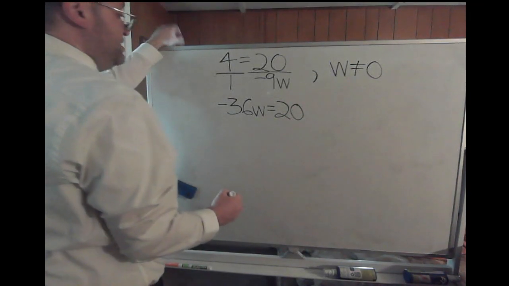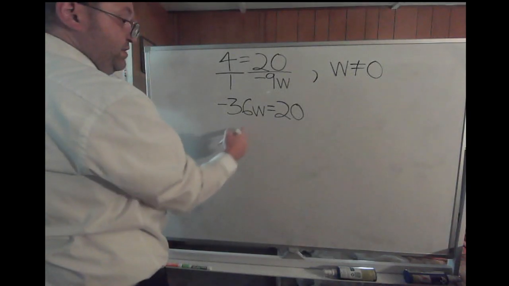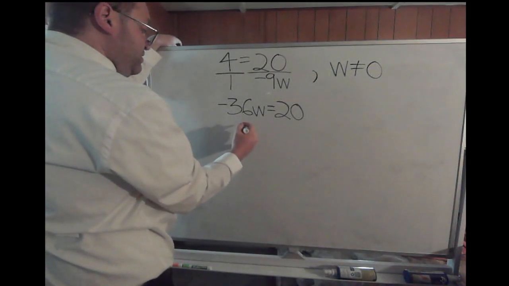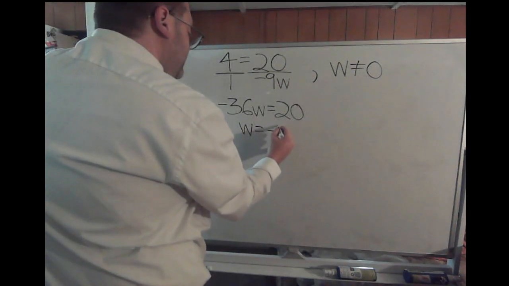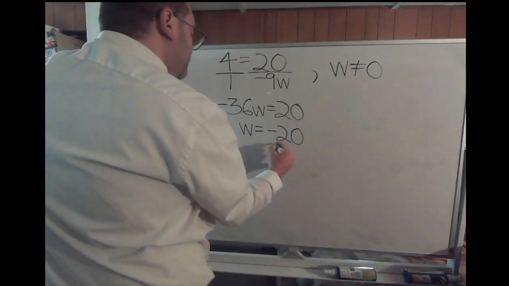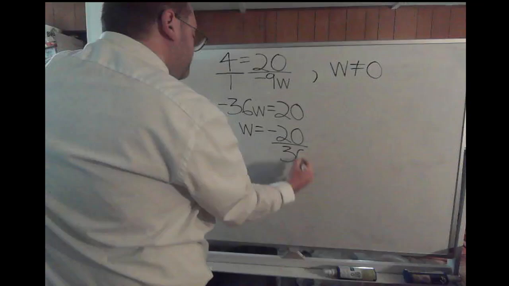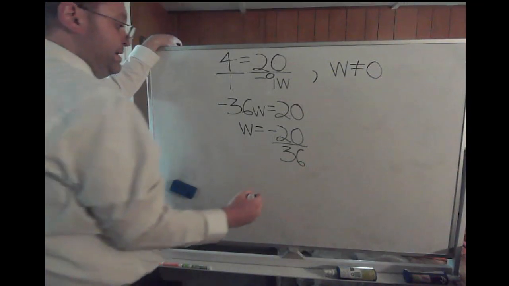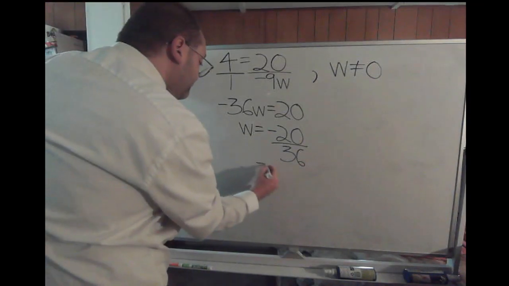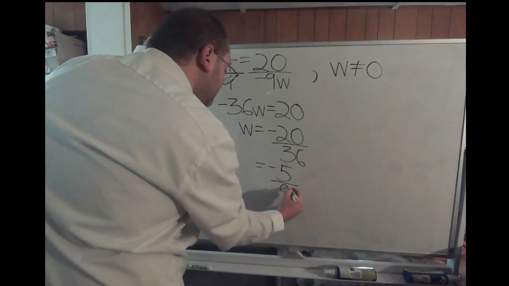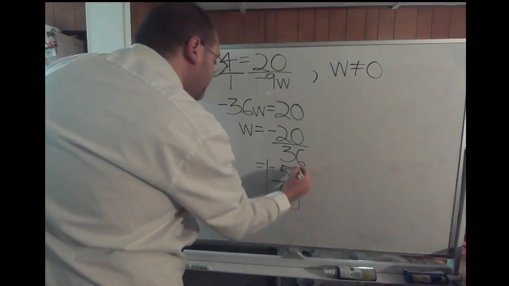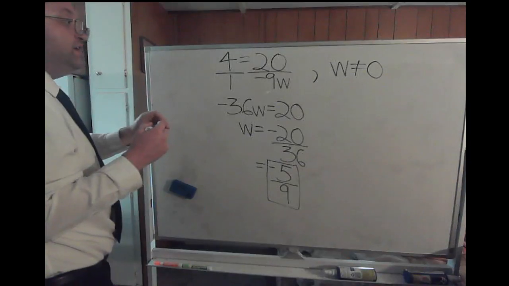Now, we want to divide both sides by negative 36 to solve for w. If you do it on the left side, you get w. Do it on the right side, you get negative 20 over 36, which does reduce further. That will reduce to negative 5/9. So the answer you should get for this would be negative 5/9.